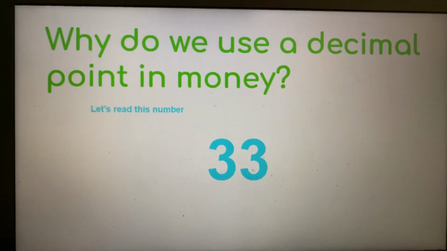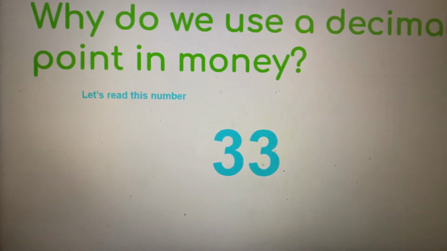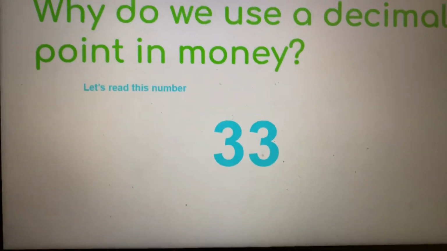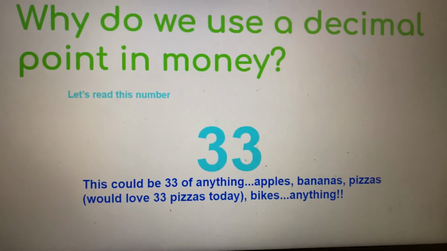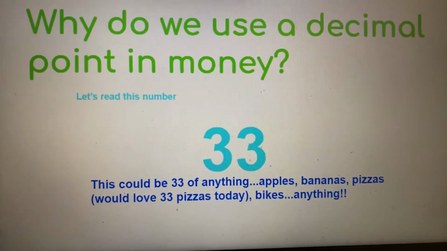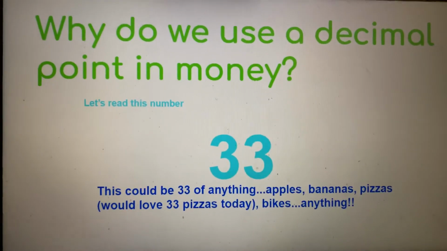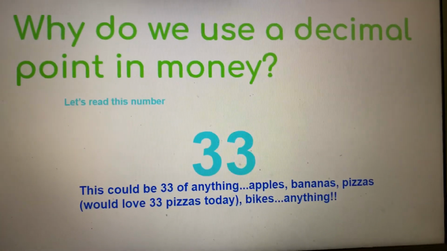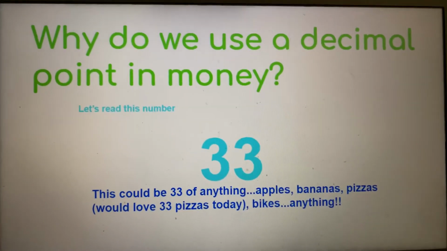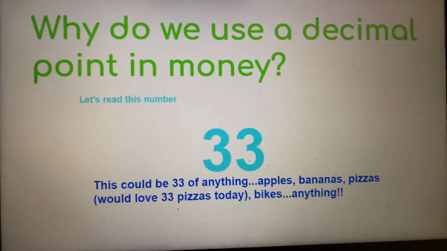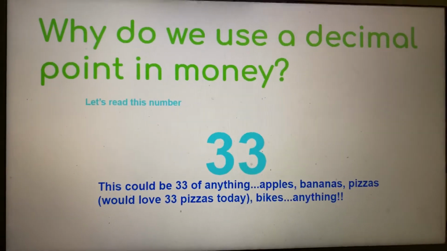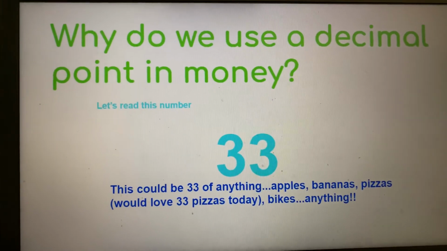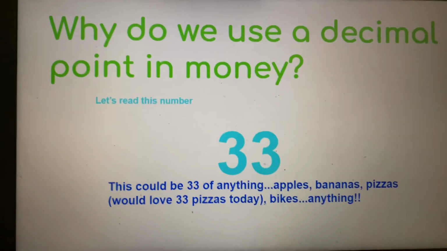Why do we use a decimal point in money? Well, let's read this number. We have 33. Well, what's that 33 of? That could be 33 of anything. 33 apples, 33 bananas, 33 pizzas, and I would love 33 pizzas today, 33 bikes, or 33 of anything. You don't know if that's 33 cents because it doesn't show you that it's money. So right now, all that number is 33 of something.